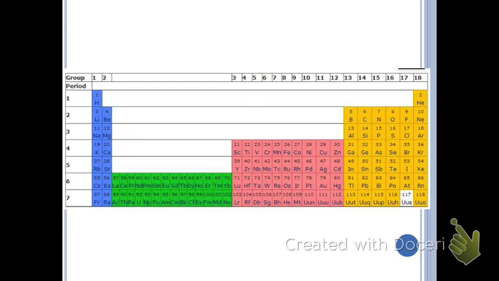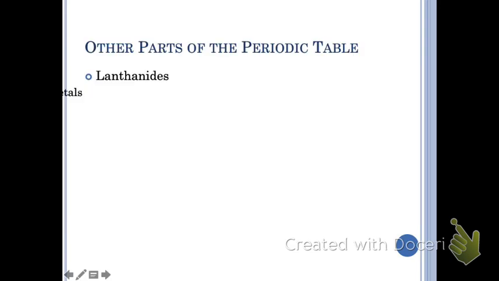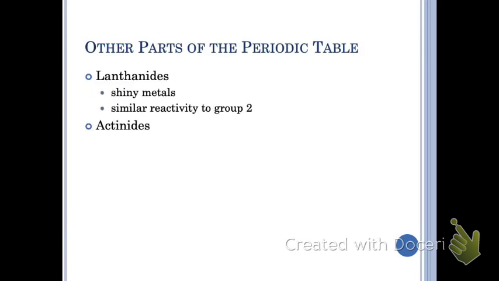Okay? So let's talk about a couple other things. The lanthanides behave similarly to the group 2 elements. So lanthanum, cerium, all of those down there, they're going to behave similarly to the group 2 elements. Give me an element that's in group 2. What's one element that's in group 2? Magnesium, beryllium, calcium, all these guys right here. Okay, those are all group 2 elements.